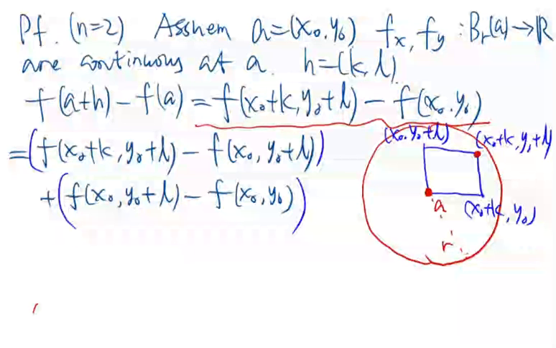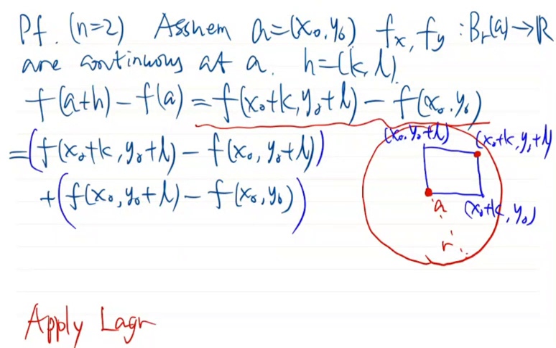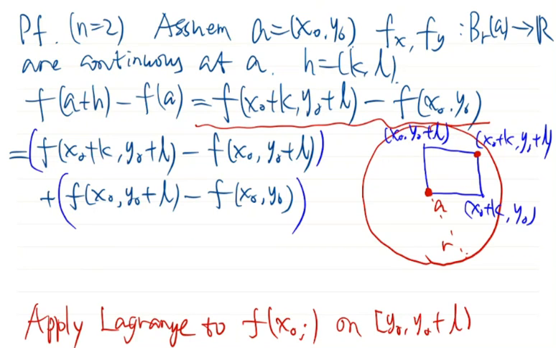Bottom of this page. Apply the Lagrange theorem for single variable function to this function, which means f is a two-variable function. We fix the first variable and let the second variable change. The second variable is changed from y0 to y0 plus l.